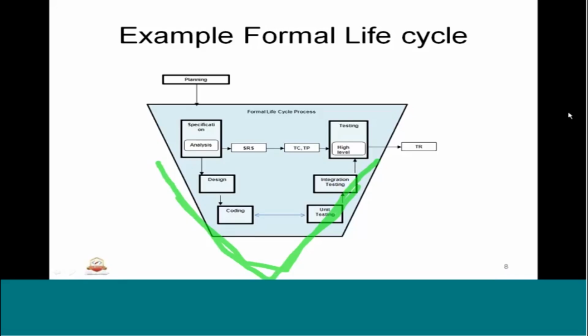What are the items in the V life cycle? We have a specification. We know that the software specification was done in the prototyping. We have an analysis of the specification, which is nothing but the feasibility study and all that. As part of that activity, we have an outcome of SRS.